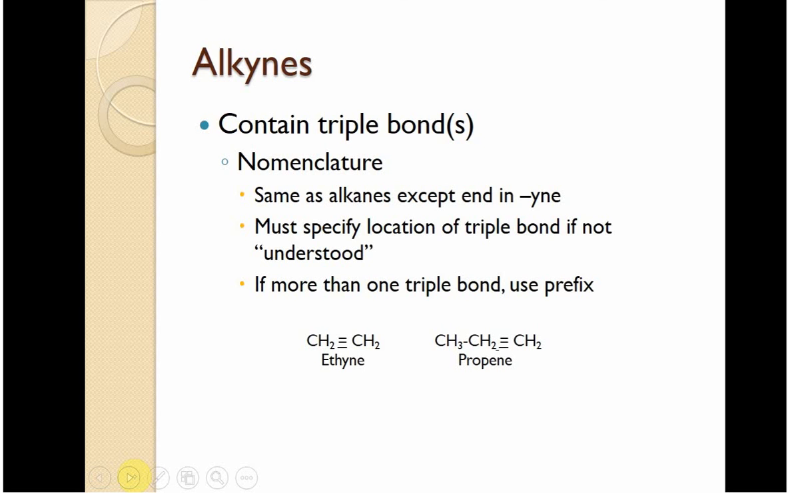Alkynes are going to have a triple bond. Here, the nomenclature is exactly the same, except that now they end in -yne. You're going to specify the location of a triple bond just like with a double bond. The only difference is now it's the -yne, okay? So, ooh, that is a typo. This should be propyne instead of propene. I'm sorry, guys. But you don't specify the number here because this is a 1, and it doesn't matter. You don't have to specify.